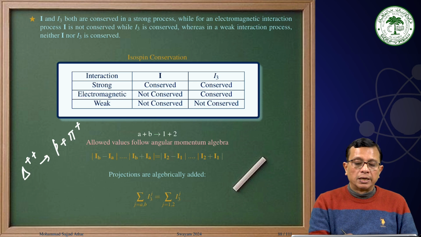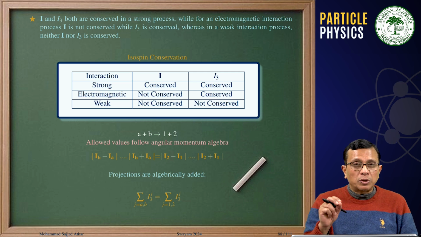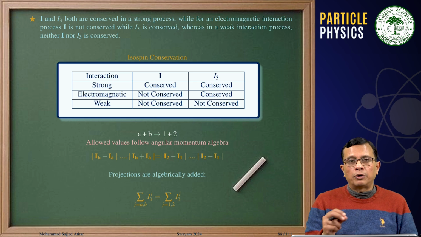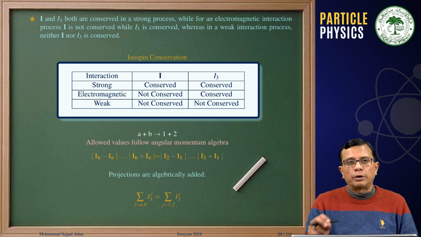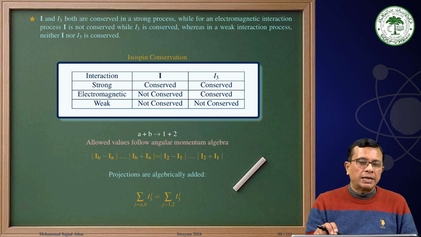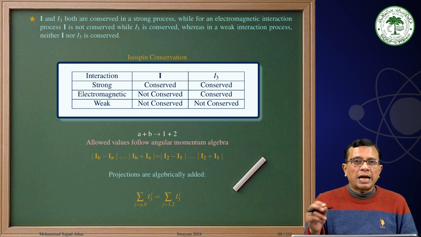Mind it one thing, that whenever you assign isotopic spin to the hadrons, don't put any sign. When you are assigning the projection of isotopic spin, then only these hadrons will have a plus half or minus half or plus 3 by 2 or minus 3 by 2, etc. Never assign any sign before isotopic spin I, like in the angular momentum J, never assign any sign before angular momentum J.